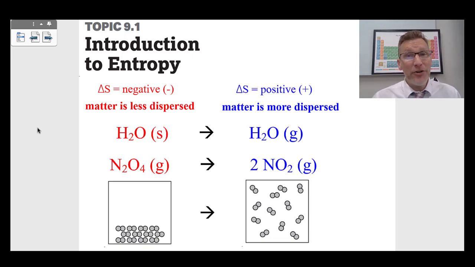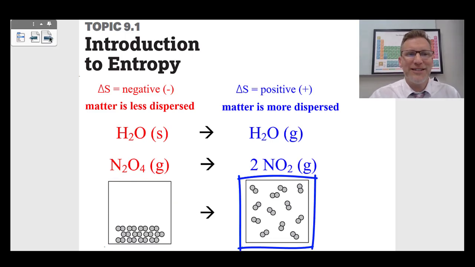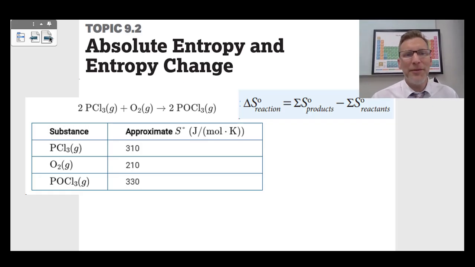If the states of matter are the same, if you both have gases, go to the number of moles of gas. The more moles of gas, the more dispersion. So you can see 2 moles of NO2 is going to be more dispersion. And then for particle diagrams, just look at the particle diagram. When the matter is in a solid state of matter, it's going to be less dispersed. When it's in a gaseous form, it will be more dispersed. That's topic 9.1. Let's move on to topic 9.2.